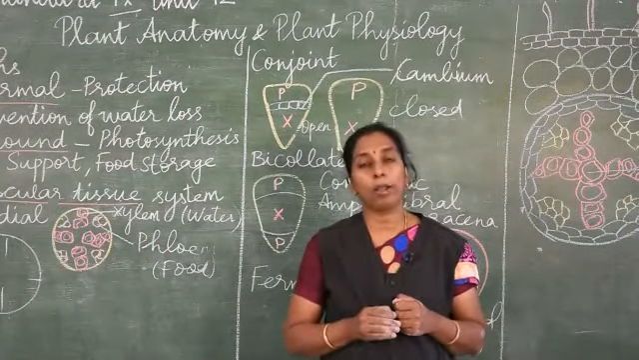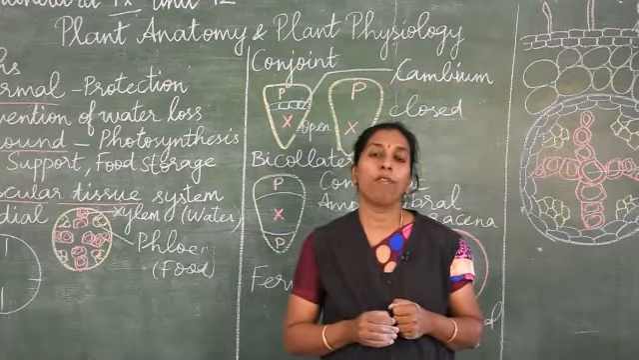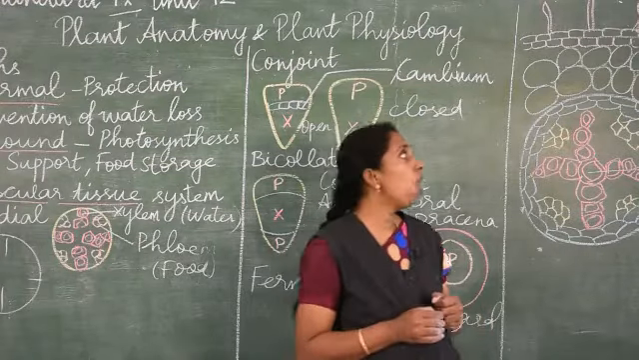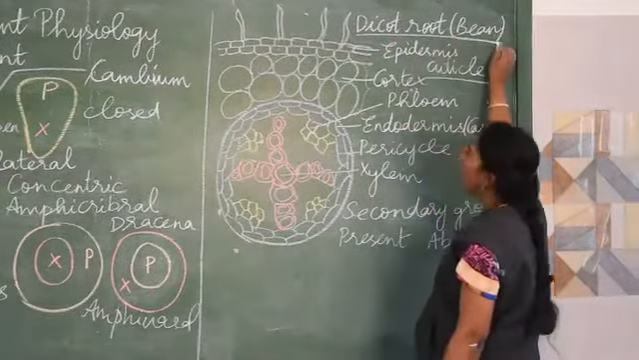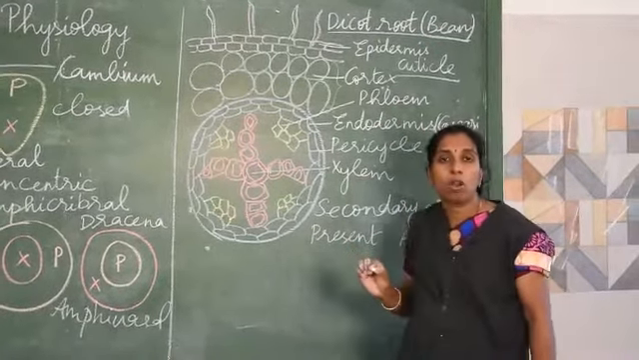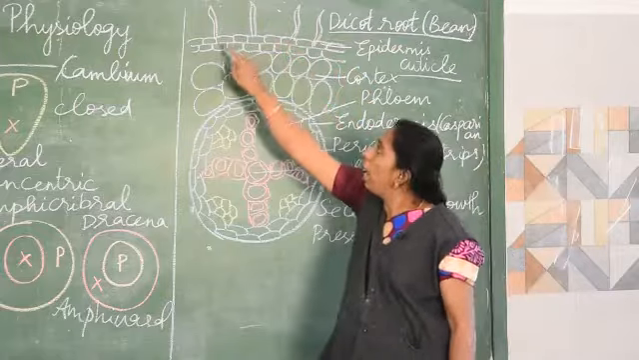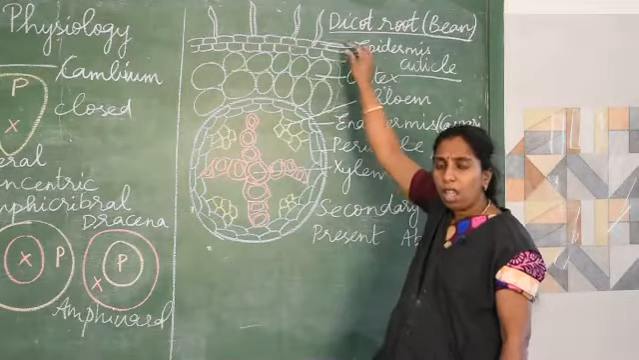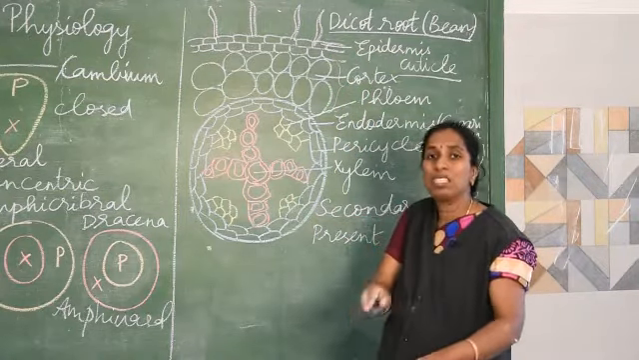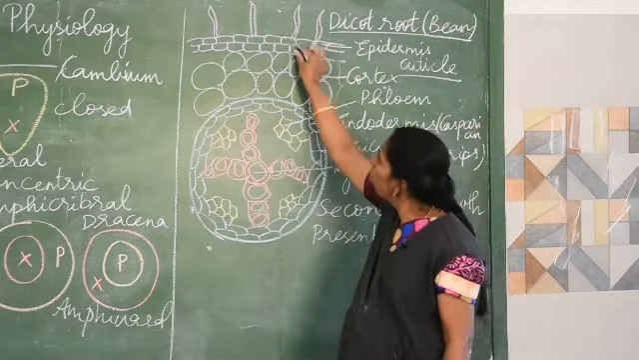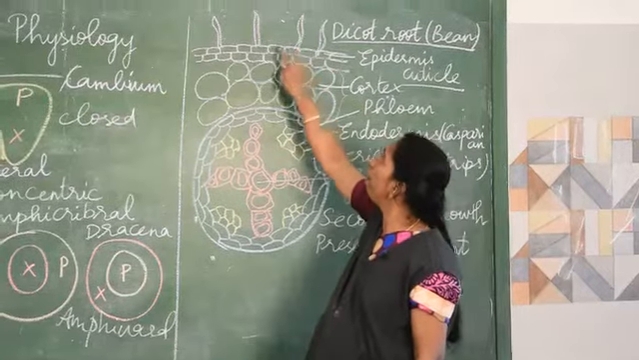So now we are going to learn about the internal structure of Dicot root and the internal structure of Monocot root. The example for internal structure of Dicot root is bean. So first we shall learn about the internal structure of Dicot root, bean. Here we have a single layer of epidermis, 2 to 3 layers of epidermis. Epi means outer, dermal means the skin. So here the 2 to 3 layers of epidermal tissue system is found, which will have epidermal root hair.